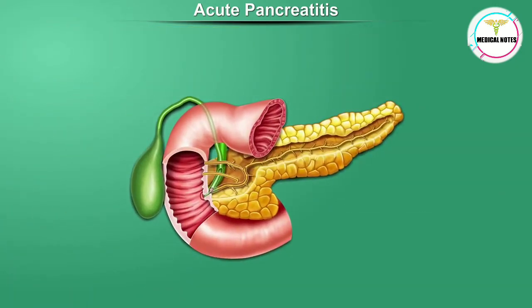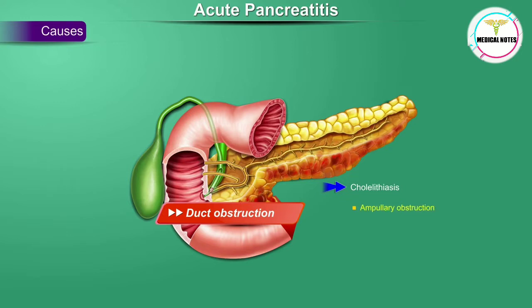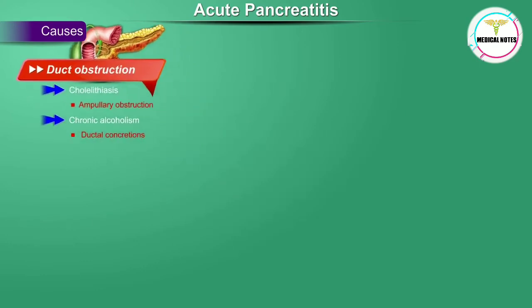Now let's discuss the pathophysiology of acute pancreatitis. Etiologically, there are different mechanisms for pancreatic acinar cell injury. Some of the most common causes are duct obstruction, which can be secondary to cholelithiasis, which results in an ampullary obstruction at the level of the ampulla of Vater. It could also be secondary to chronic alcoholism because of ductal concretions. Both of these result in interstitial edema of the cell, which results in impaired blood flow and ischemia.